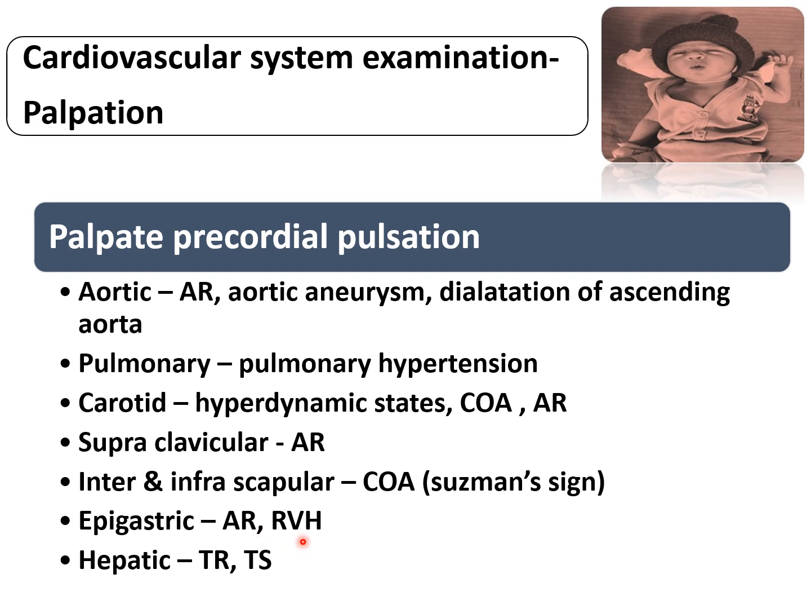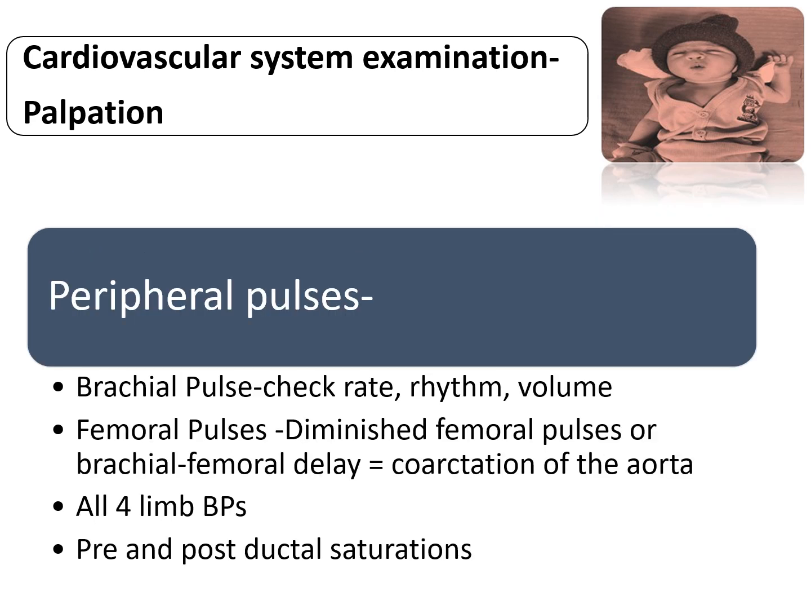So we have to check whether it is palpable at the pulp of the finger or at the tip of the finger. If it is at the pulp of the finger, then the possibility is AR, and if it is at the tip of the finger, then RVH. In the hepatic area, TR and TS. Then all peripheral pulses should also be checked whenever we are mentioning the palpation in the cardiovascular system.